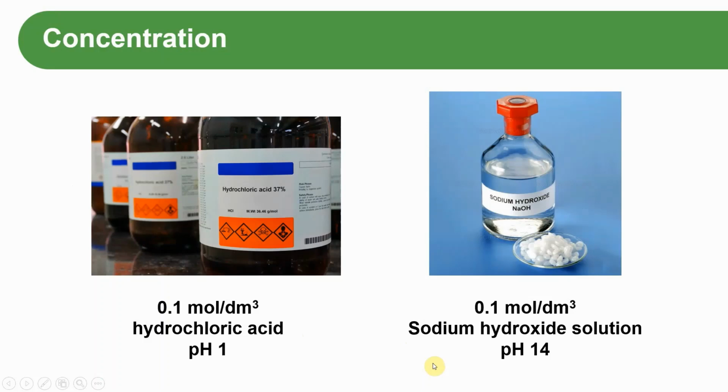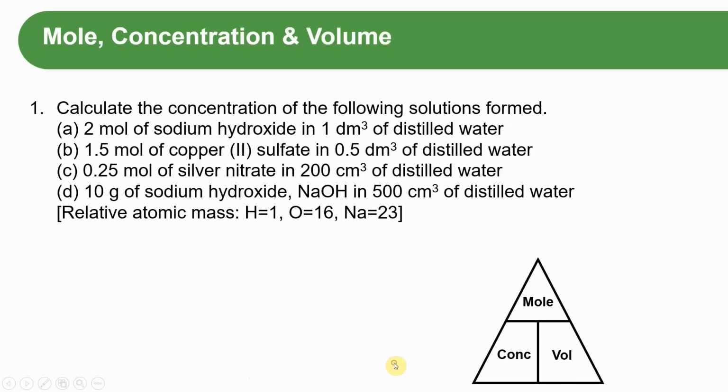Just to let you have an idea of the solutions that we use in the lab. For hydrochloric acid, if it's just 0.1 mole per dm cube, the pH is 1. And for sodium hydroxide, if it's just 0.1, it's pH 14. So this will give you an idea of how concentrated acid solutions and alkaline solutions are.